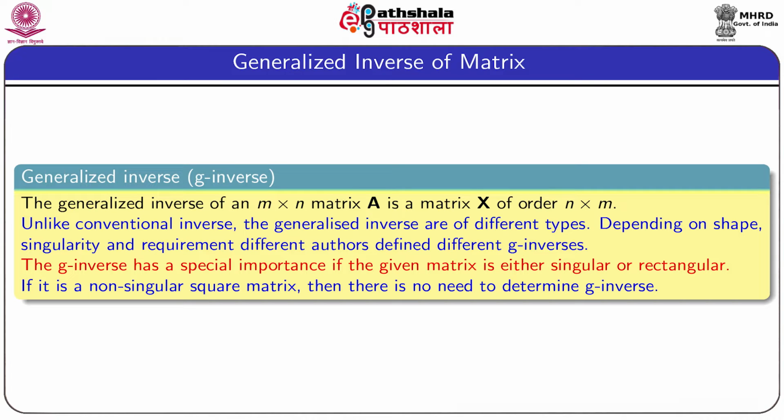The G inverse has a special importance if the matrix is either singular or rectangular. If the matrix is non-singular, then the G inverse is nothing but the conventional inverse. If it is a non-singular matrix, then there is no need to determine the G inverse because for that matrix the conventional inverse exists.